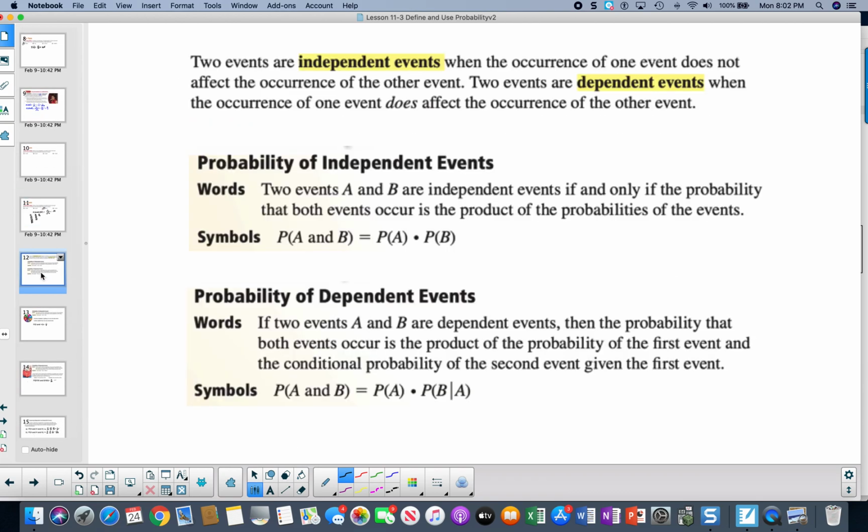Okay, let's take a look at compound probability, where we look at independent events and dependent events. So we're going to look at the probability of A and B occurring, where A and B are independent events. And then we're going to take a look at A and B, where A and B are dependent events.